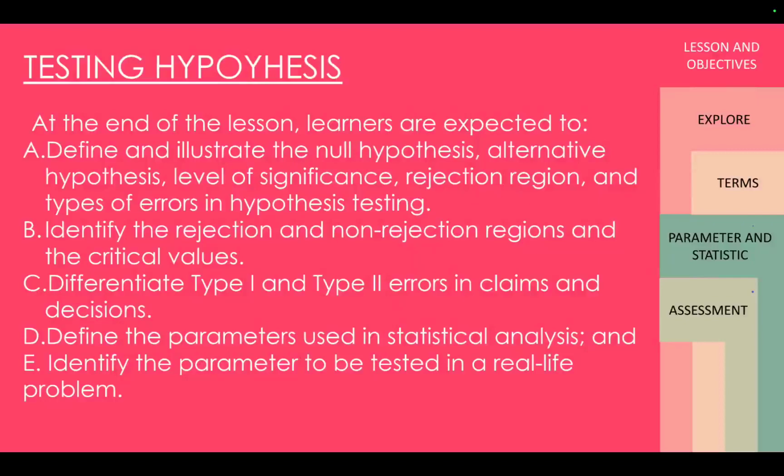First, you should be able to define and illustrate the null hypothesis and alternative hypothesis, level of significance, rejection region, and the types of error in hypothesis testing. Second, identify the rejection and non-rejection regions and the critical values. Third, differentiate type 1 and type 2 errors in claims and decisions. Fourth, define the parameters used in statistical analysis. And last, to identify the parameter to be tested in a real-life problem.